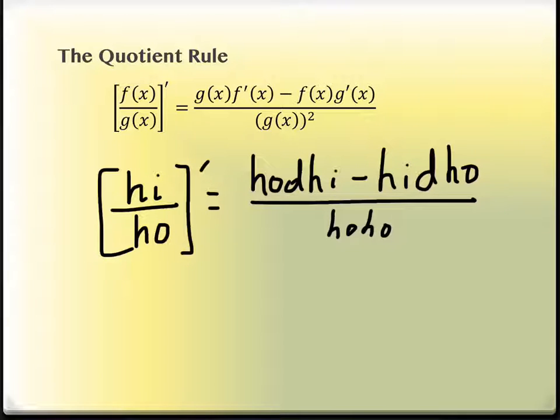This is what I say in my mind every time I do a quotient rule. Ho-de high minus high-de ho over ho ho. Is that what they taught you? I know people who will do it high over low, and obviously that sort of looks friendlier.